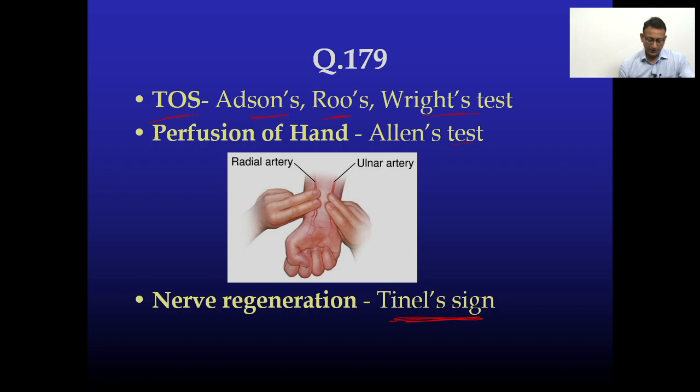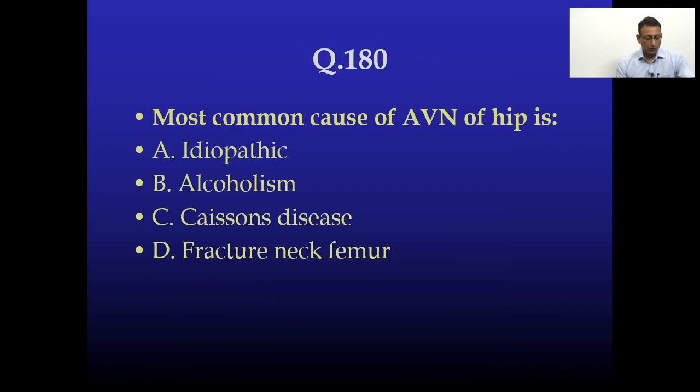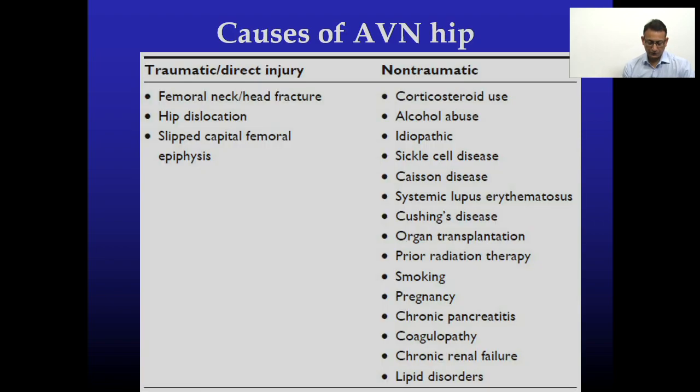So question number 180. Most common cause of AVN of hip is idiopathic, alcoholism, Caisson's disease, fracture neck femur. All these choices given are causes of avascular necrosis of the hip. Apart from that, there are few other causes also, which can be divided into traumatic and non-traumatic causes. Various fractures around the hip can lead to avascular necrosis, but some other diseases are also there. If we cannot find any of these diseases which is leading to avascular necrosis, then we term it idiopathic.